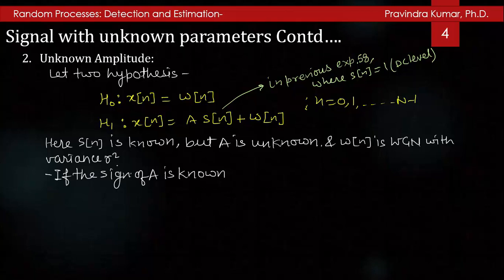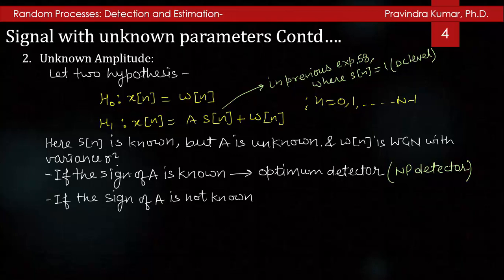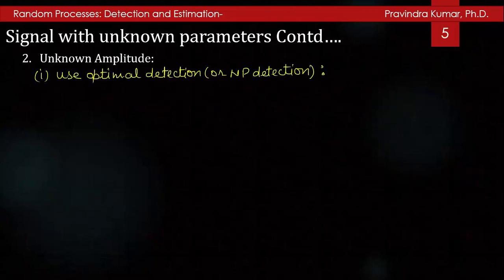If the sign of amplitude A is known, then we will use the optimal detector to produce the highest probability of detection for all values of the unknown parameter for a given probability of false alarm. The optimal detector means the NP detector. And if the sign of the amplitude A is not known, then we will use the GLRT or Bayesian approach. So first we will use the optimal detector, the NP detector.